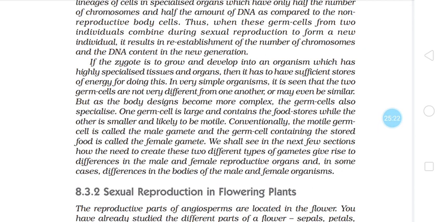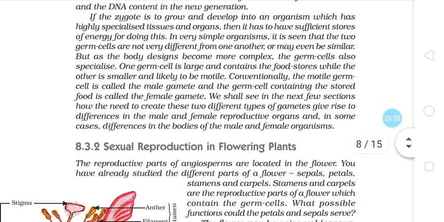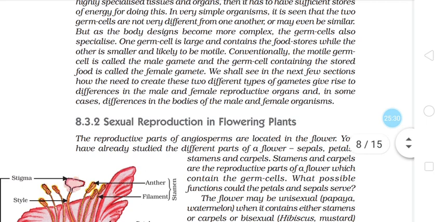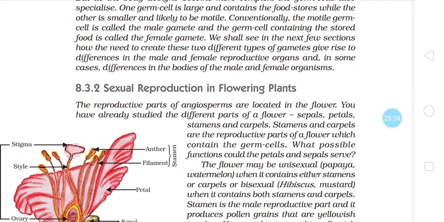the female gamete. We shall see in the next few sections how the need to create these two different types of gametes gives rise to differences in the male and female reproductive organs, and in some cases differences in the bodies of the male and female organisms.